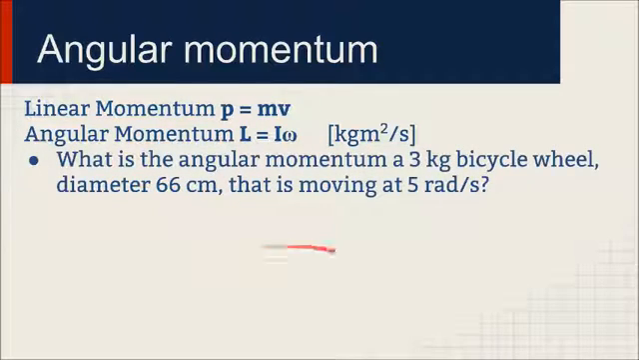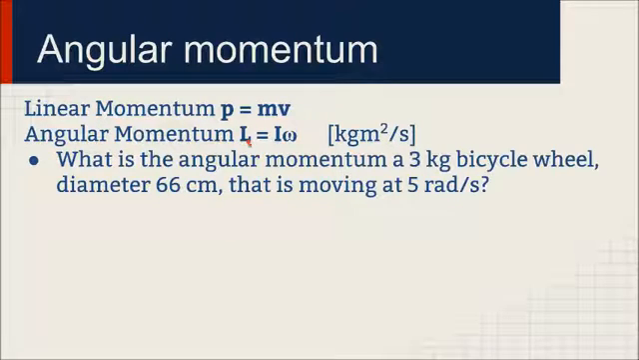Okay, so let's take a look at an example. What is the angular momentum of a 3 kilogram bicycle wheel with a diameter of 66 centimeters that is moving at 5 radians per second? So we haven't really changed the numbers much. So we have this bicycle wheel now.